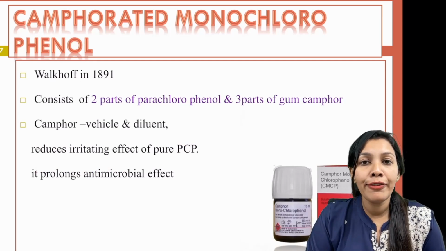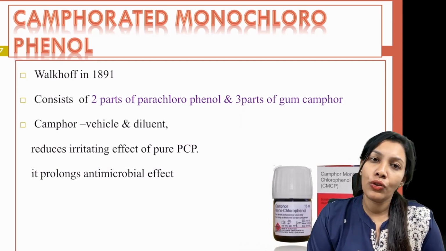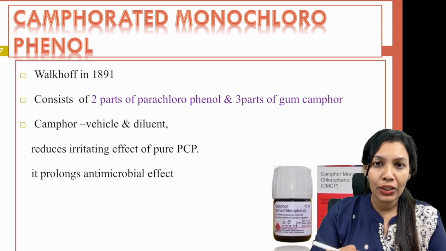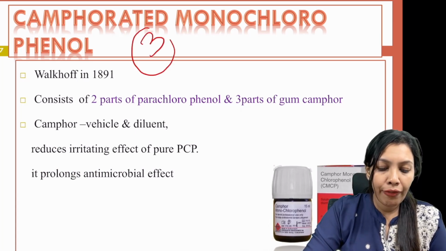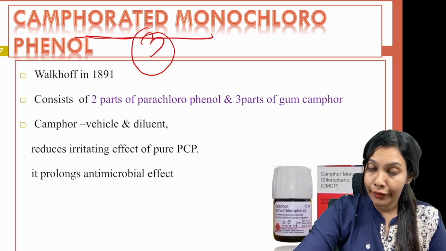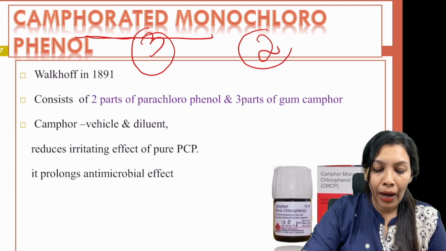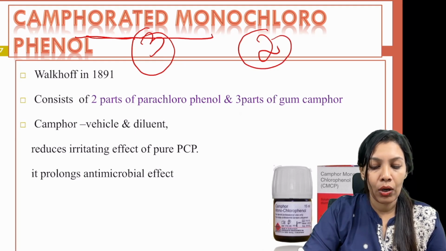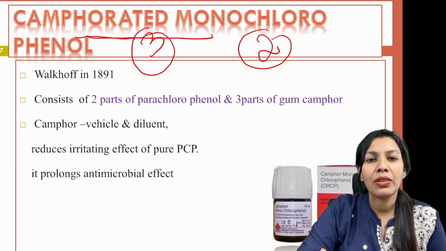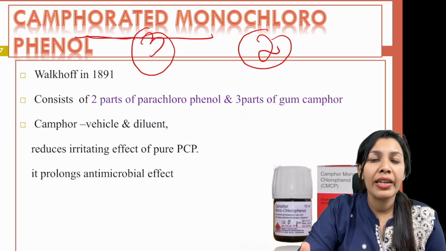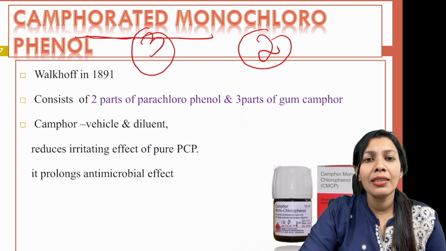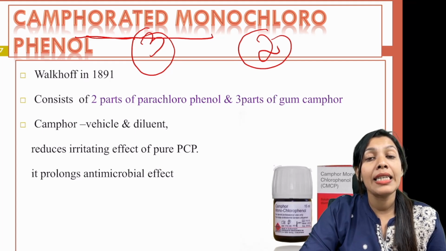Next is camphorated monochlorophenol. It is a combination of 3 parts of camphor and 2 parts of chlorophenol. Camphor was added because it is a vehicle, and it helps in the diffusion and the movement of the material within the canal very easily. So that is the action of camphorated monochlorophenol, and it prolongs the antimicrobial activity. That is the main important thing.